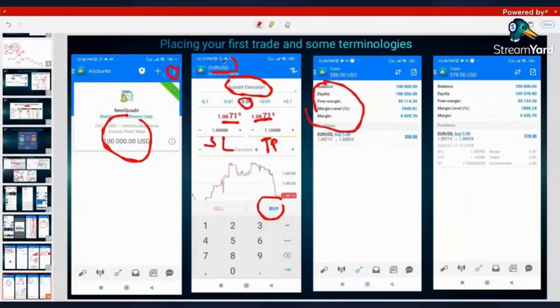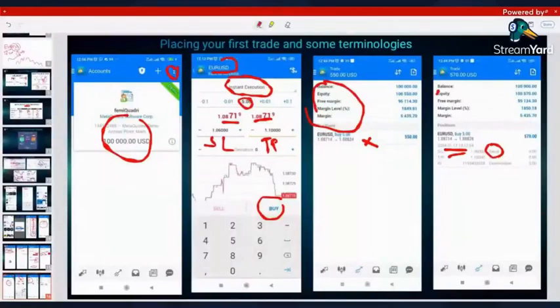Euro US, as you can see here, this is the price. Then if you want to see the details of the trade you entered, or you want to modify it, you just click on the trade to bring out all the details. As you can see here, my stop loss, my TP, and this swap is if you held your trade to the next day. So let me explain the meaning of all we have here: the equity, the free margin, the margin level, and the margin.